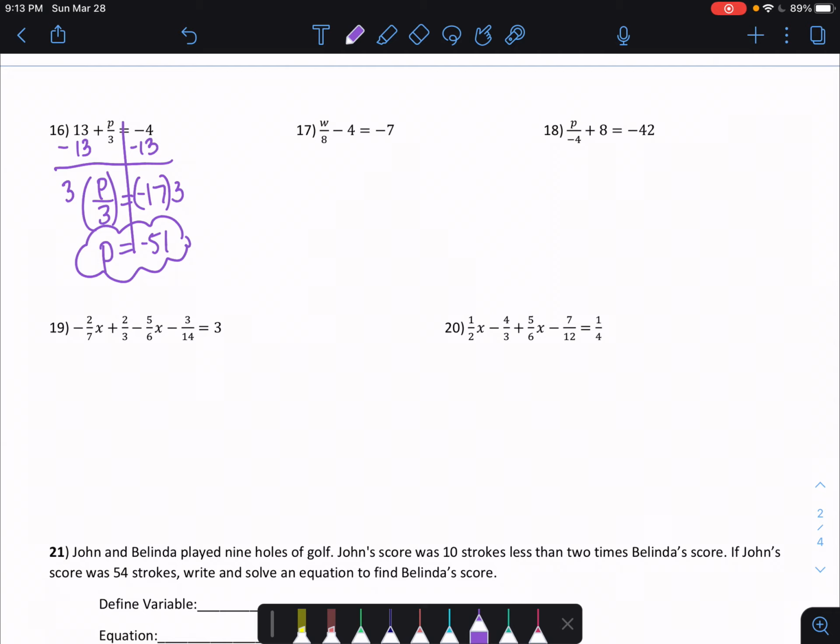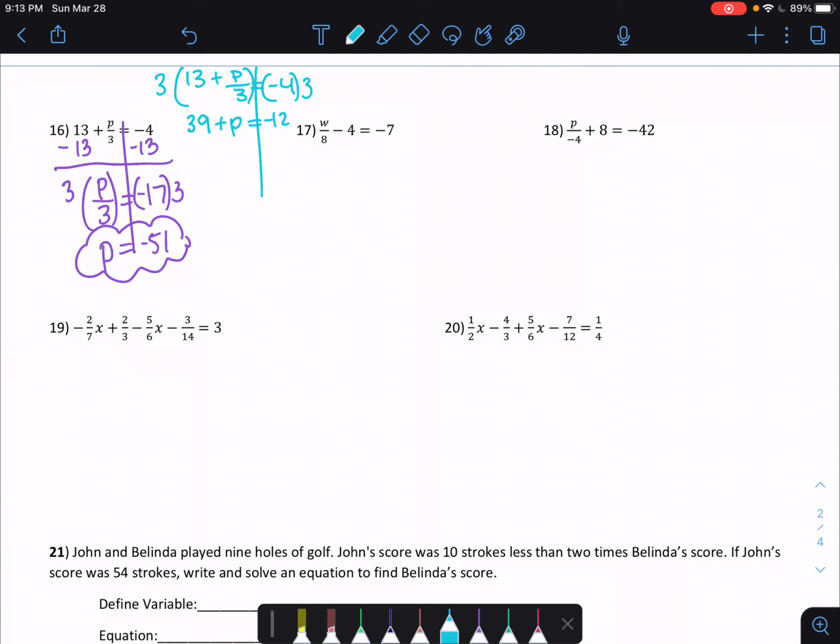Now I have seen some people try to do this where they multiply first. So I'm going to show an example of how to accomplish that. So 13 plus p over 3 is equal to negative 4. If I want to multiply first, and I want to get rid of the fraction, so if I multiply by 3 on both sides, I have to multiply everything by 3. So it becomes 39 plus p is equal to negative 12.